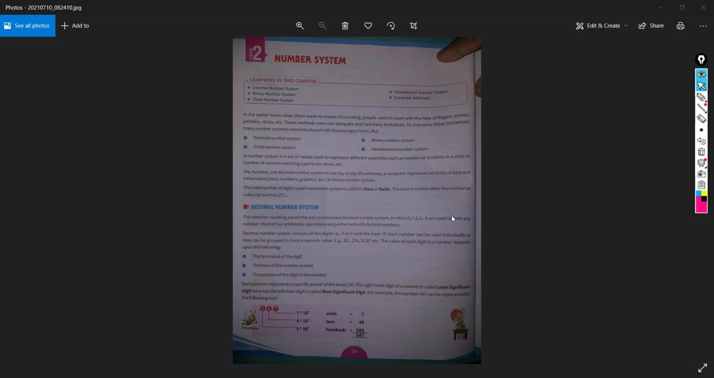In early days, we used stones, pebbles, then our fingers for counting, but that methodology was not sufficient. So that's why number system is implemented. Number system means a set of values to represent quantities, isn't it? As I said, number of students, number of buildings, number of people attending a party.